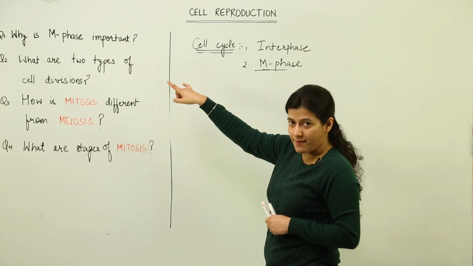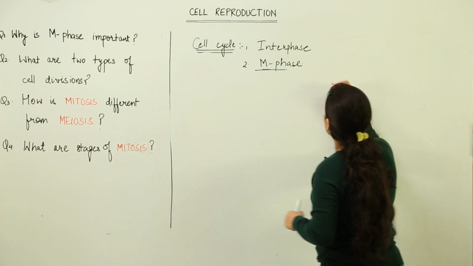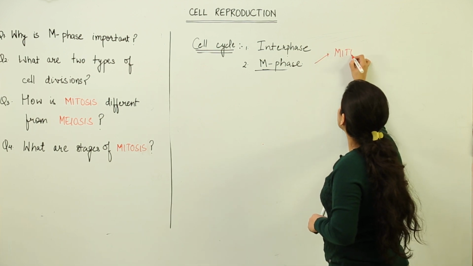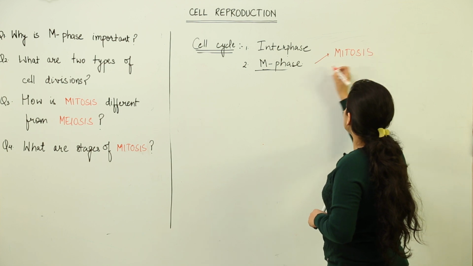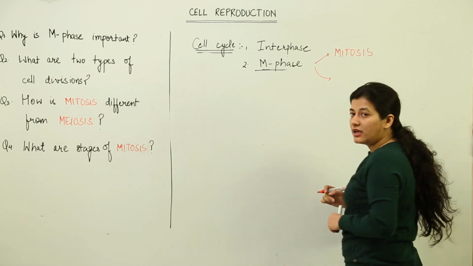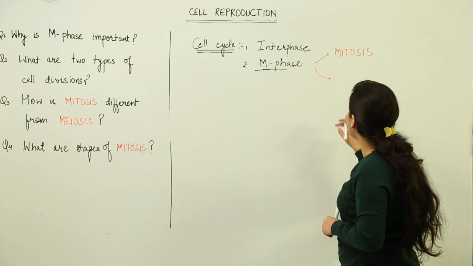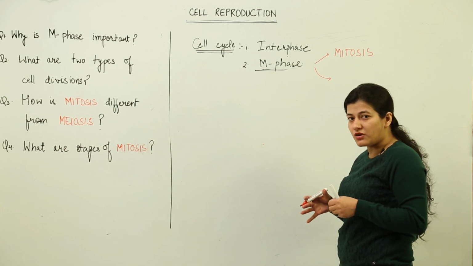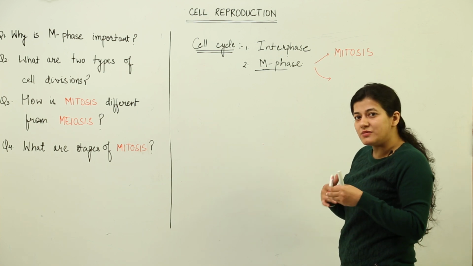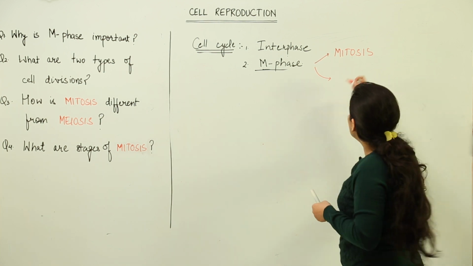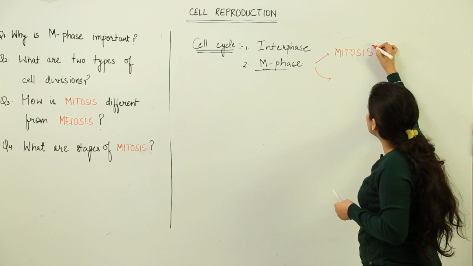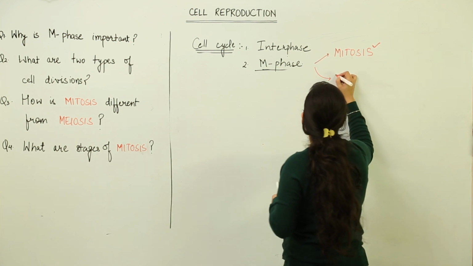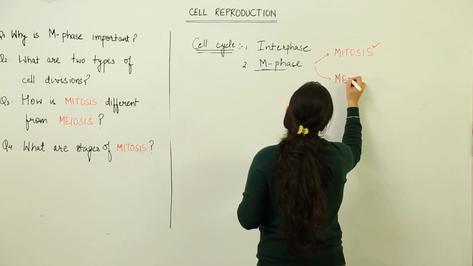Now we come to the next question: what are the two types of cell divisions? Cell division means M phase. There are two types of cell divisions. First being mitosis. You see a plant, it is a seed in the beginning and it grows into a huge mango tree supposedly. How is that possible? The fundamental unit of life being the cell, the cells must have divided. So the division which is responsible for growth in organisms is mitosis, and the second type is meiosis.